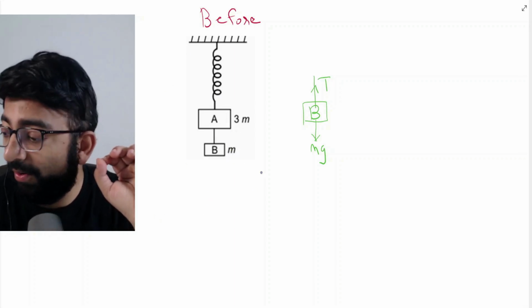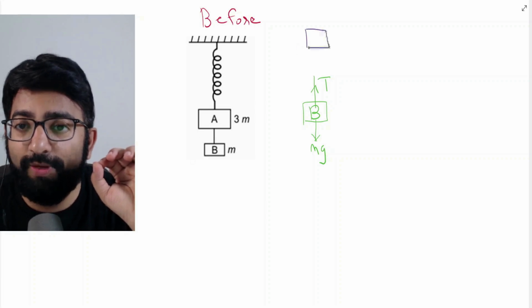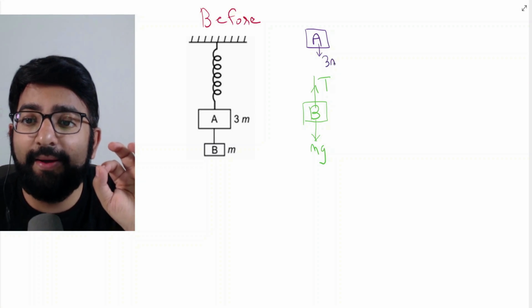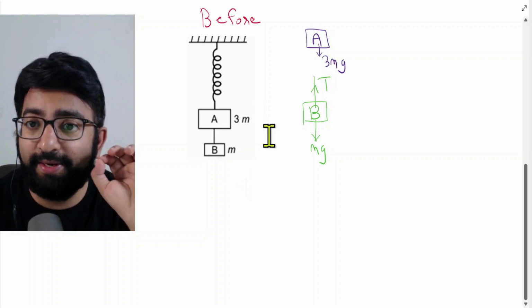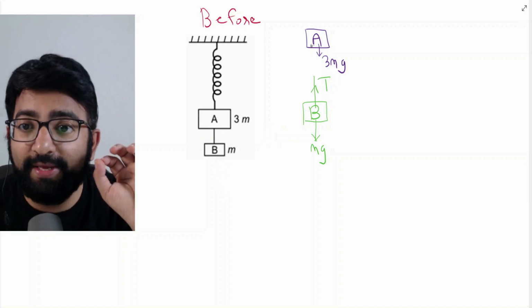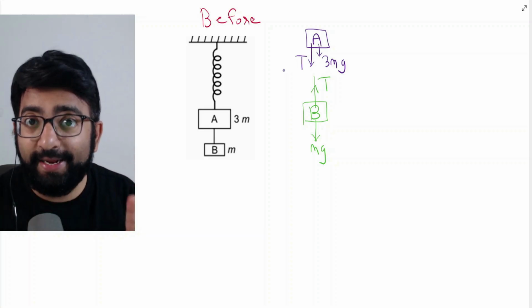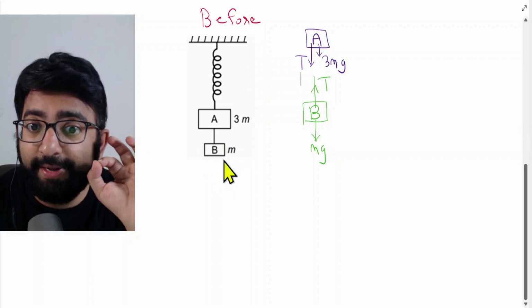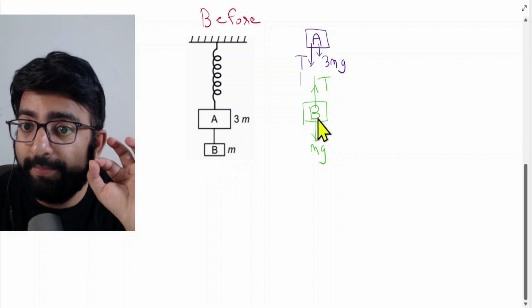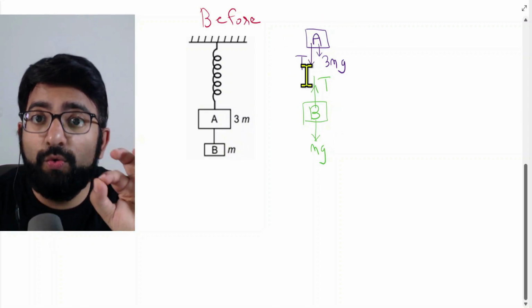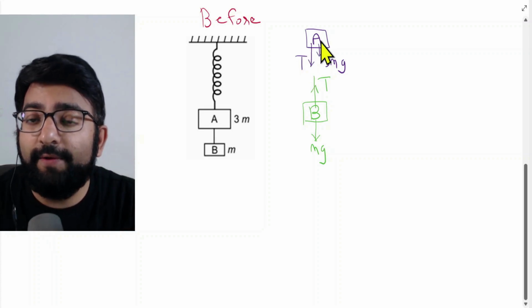Now, if we focus on A, what are the different forces acting on A? So the first force will be the weight of object A, which will be 3 mg, since the mass of A is 3m. Then A is also connected to the string, so it will have T tension going downwards. Please remember the direction of tension is always away from the object. That is why for object B, the direction of tension is going upwards away from B. And similarly for object A, the direction of tension is downwards because T needs to go away from A.